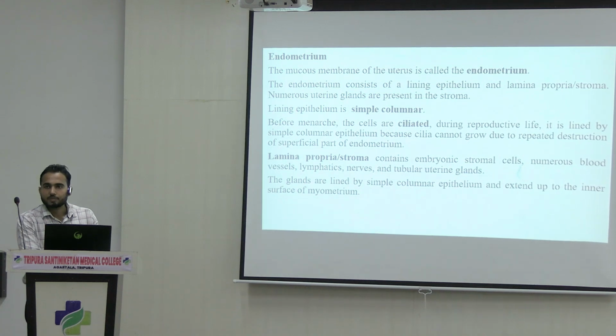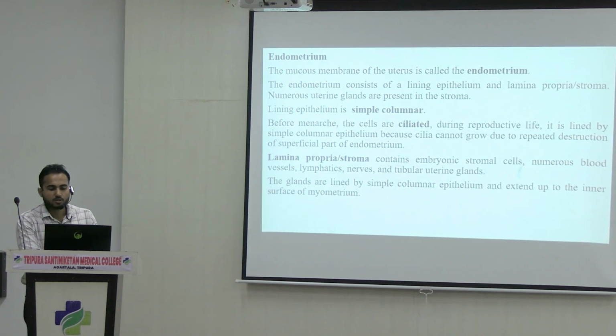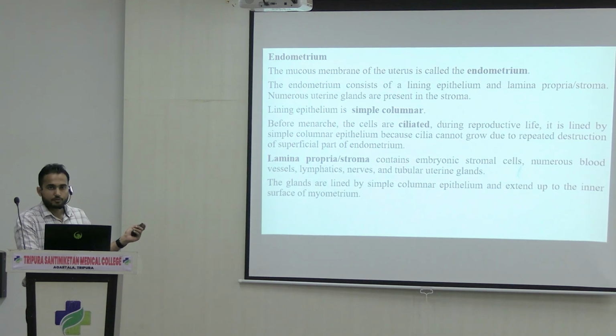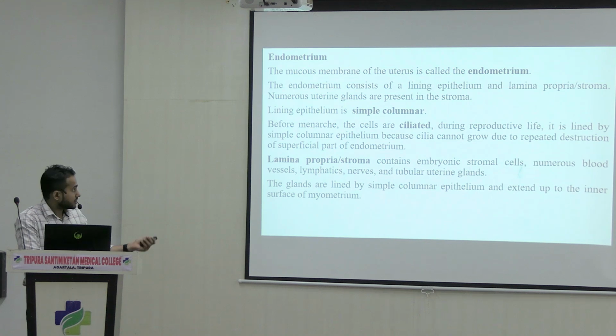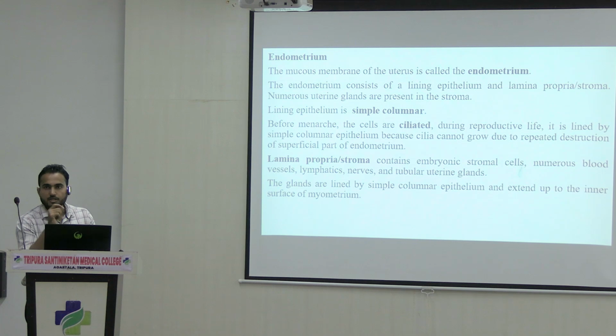Next, what is the lining epithelium? In this case, the lining epithelium is simple columnar epithelium. Before menarche, the lining epithelium is simple columnar epithelium that is also ciliated. But during the reproductive life, it is lined by simple columnar epithelium only. Why? Because those cilia cannot grow due to repeated destruction of the superficial part of the endometrium during menstruation. That's why we are getting only simple columnar epithelium, but before menarche it is simple columnar that is also ciliated.